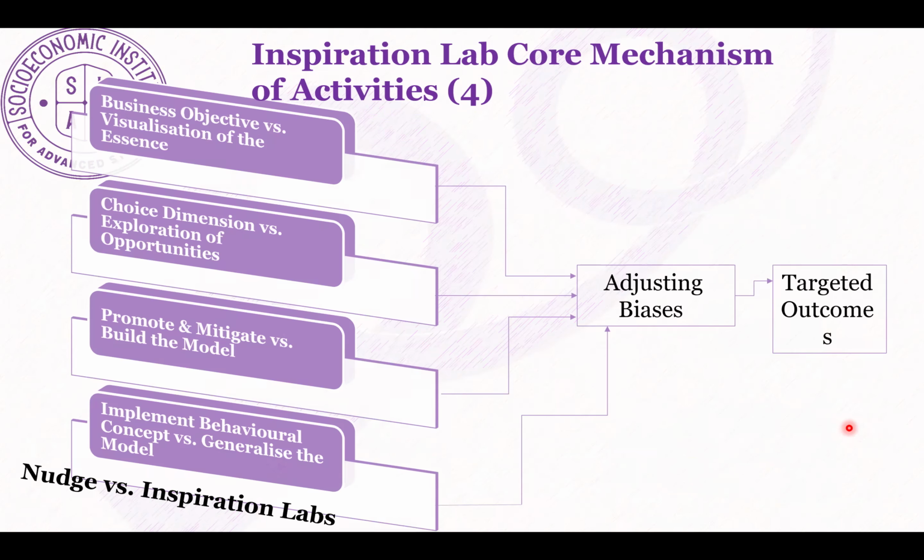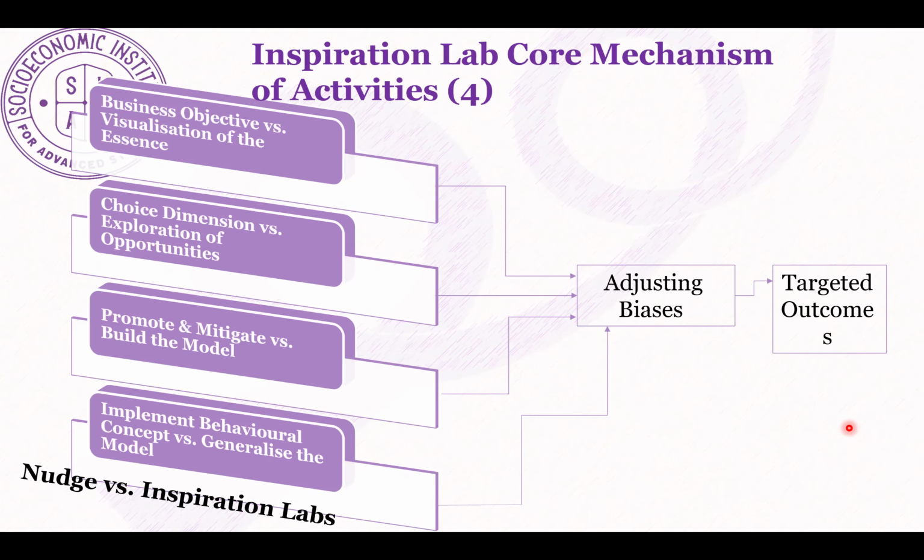The other core mechanism of the Inspiration Lab is about setting business objectives and their relevance to the visualization of the essence of the lab. So each lab will have a visualization: what we need, what we are targeting to achieve from this lab. Are we going to eliminate the problem, or are we going to mitigate the problem, or alleviate the problem? Mitigate means you're going to reduce it, but you're not going to eliminate it.